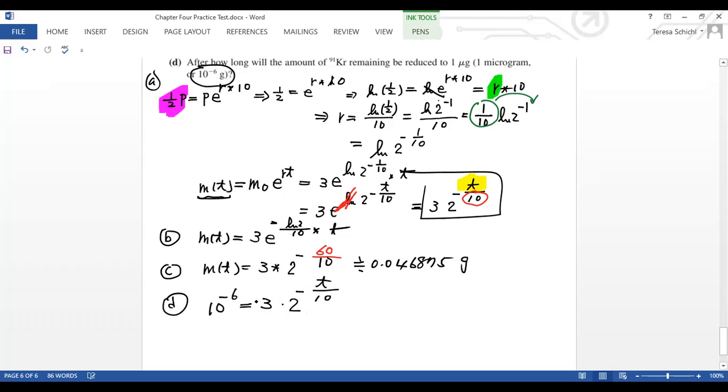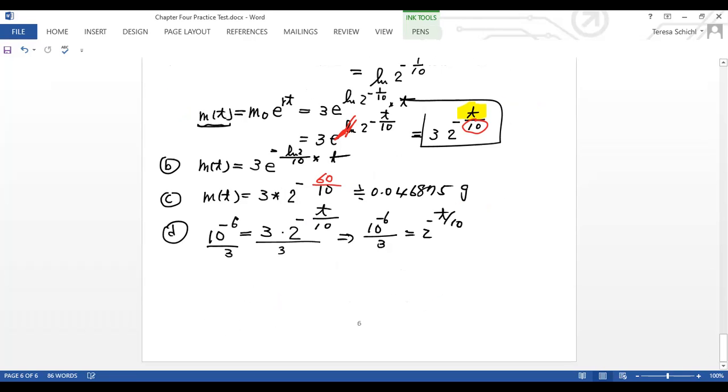Divided by 3 on both sides, I'll have 10 to the negative 6 over 3 equal to 2 to the negative t over 10. Now what is the next thing we need to do? I need to take the natural log of both sides, right? So the natural log of 10 to the negative 6 over 3 is equal to the natural log of 2 to the negative t over 10. Then move the constants to the front, so this is negative t over 10 natural log 2.